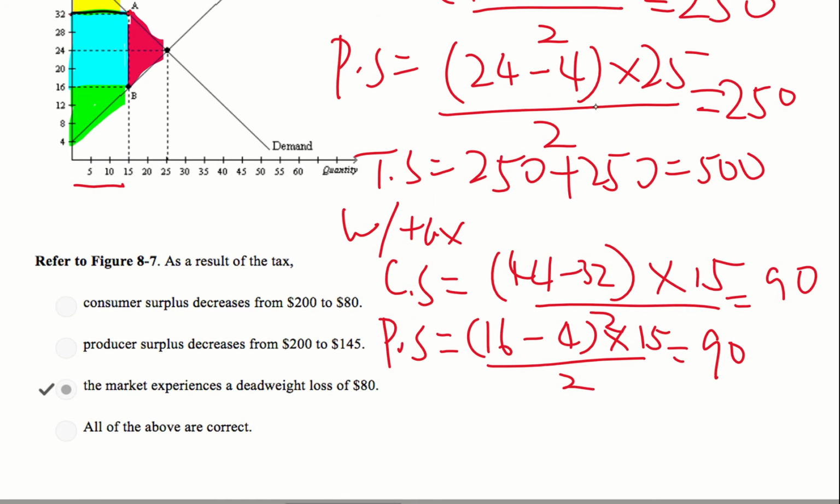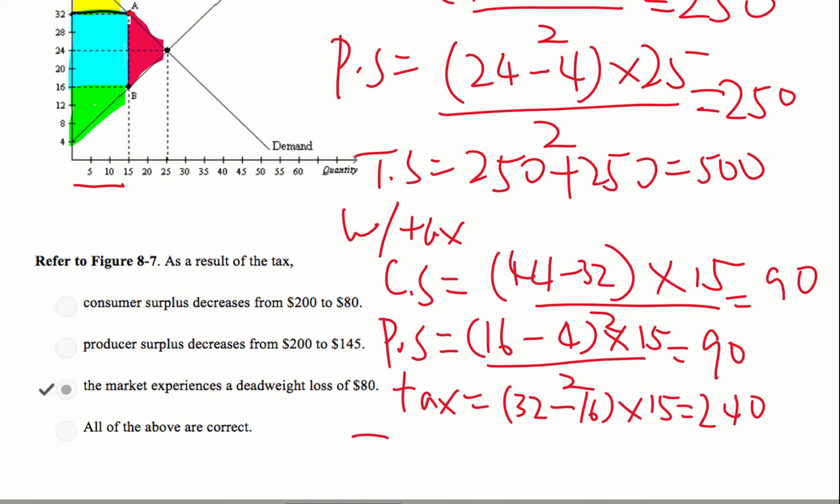And then your tax revenue. Tax revenue, this will be from 32 to 16 times 15. Now do not divide it by 2 because this is a rectangle, not a triangle. Okay, so 16 times 15, let me use the calculator. 16 times 15, they're much easier. 240.